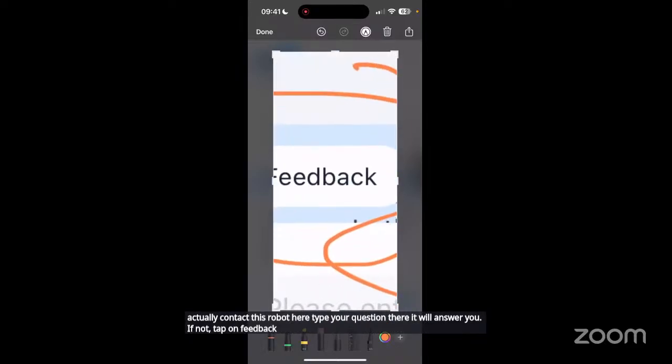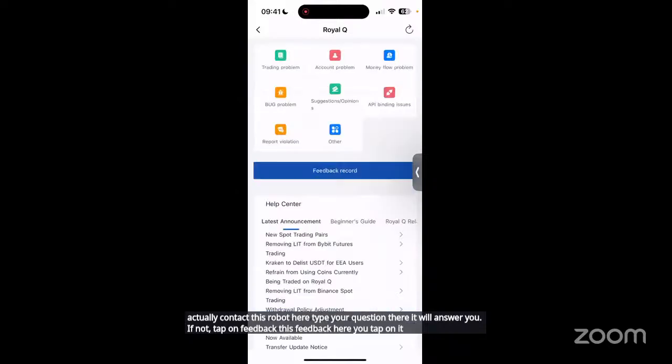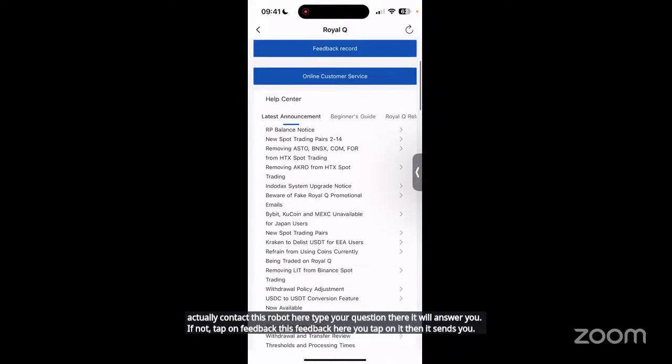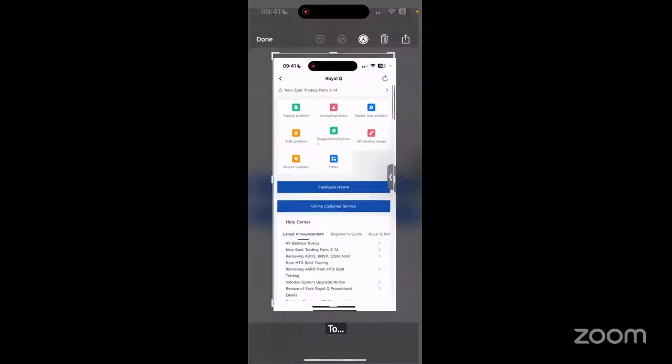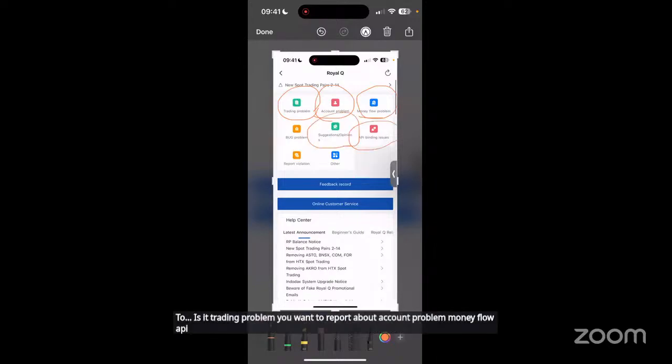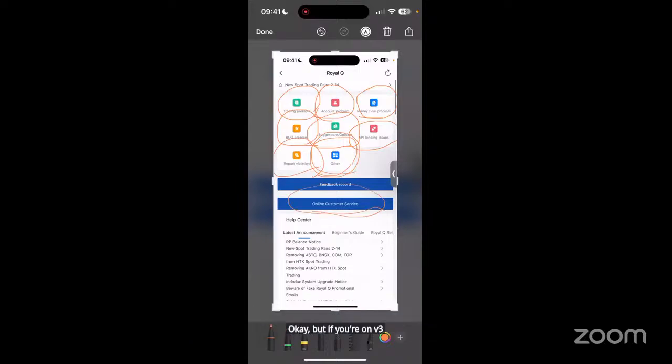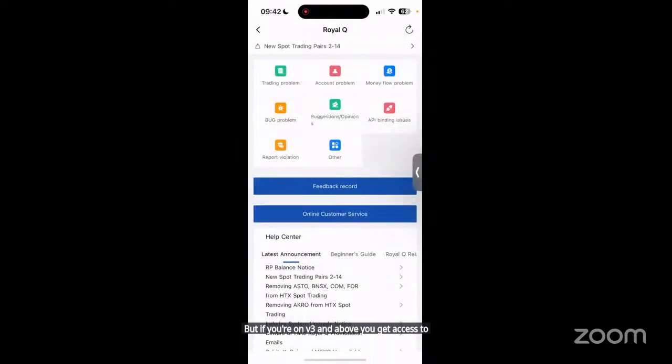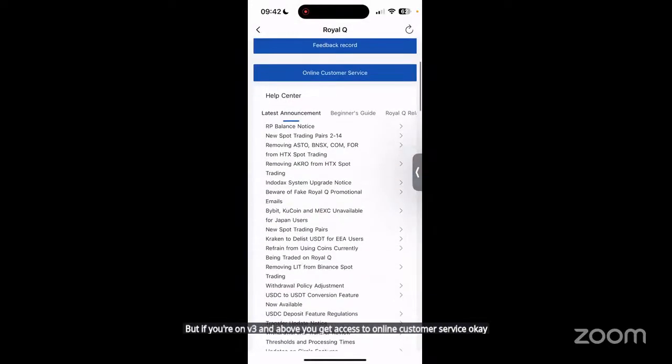This feedback here, you tap on it, then it sends you to: is it a trading problem you want to report, account problem, money flow, API binding, suggestions or opinions that you want Royalq to take into consideration? Is there a bug problem, report violation? If it doesn't fall under any of the categories, you tap on other. Okay. But if you're on V3 and above, you get access to online customer service. That will actually be at your service anytime.